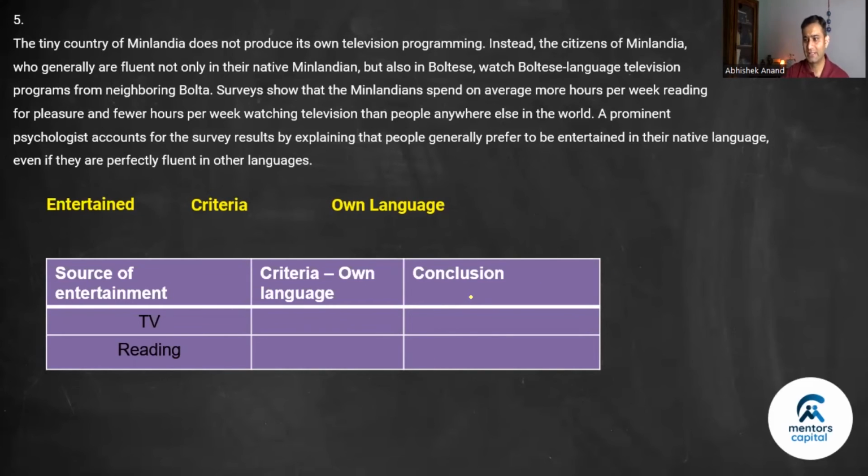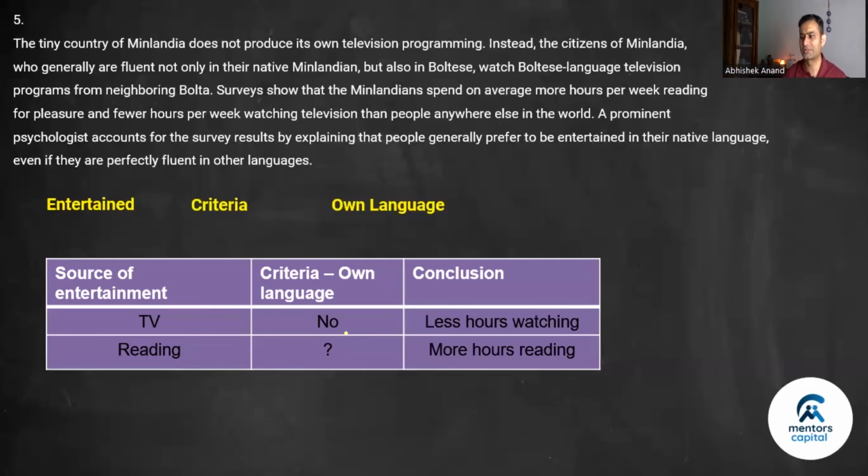What about the criteria? The criteria is own language, you would like to get entertained more. So far as TV is concerned, it has been provided to us that there is TV viewing, or the programs are not in their own language. But what about reading? Just go through the paragraph. Have they mentioned that the people read in their own language or they have books in their own language? This is not given to us. This is not given to us, right?